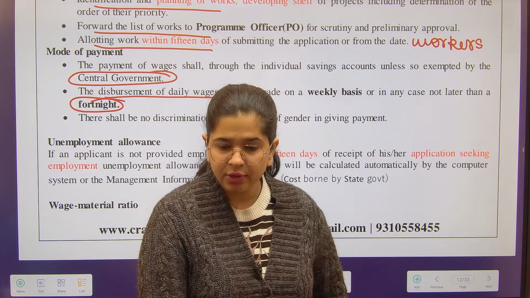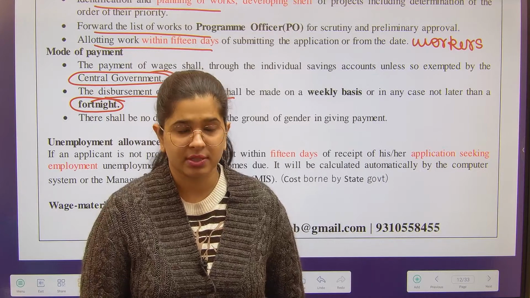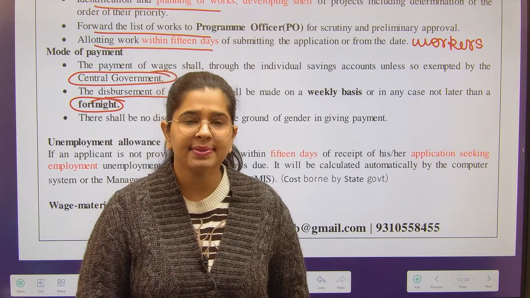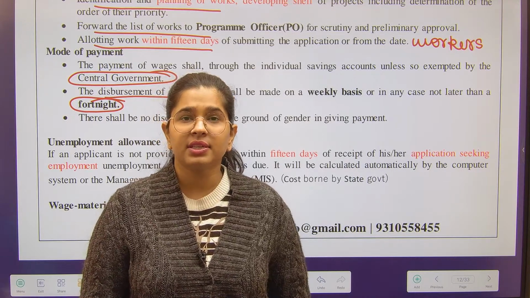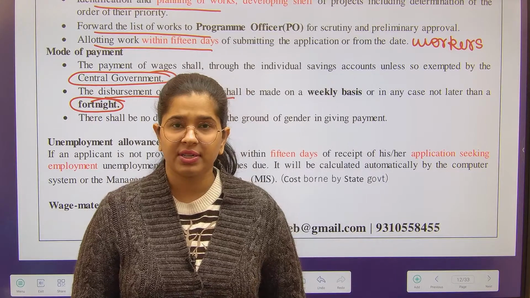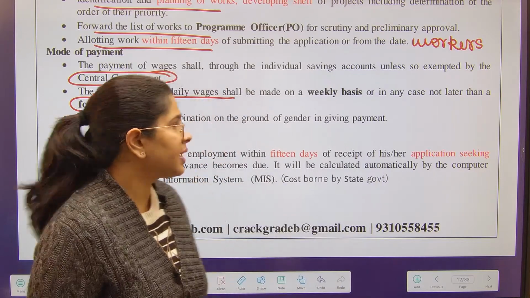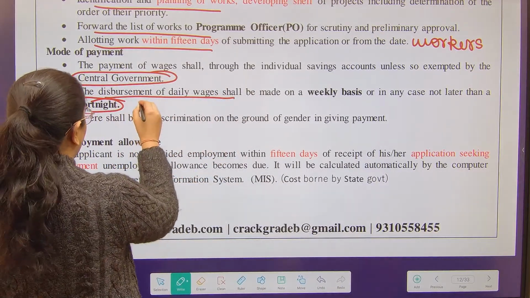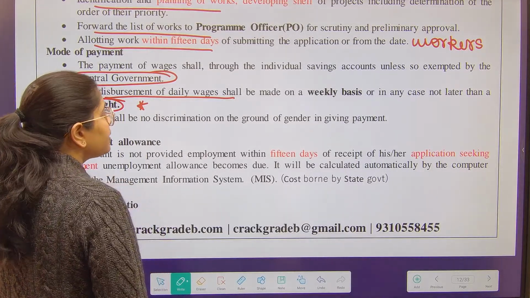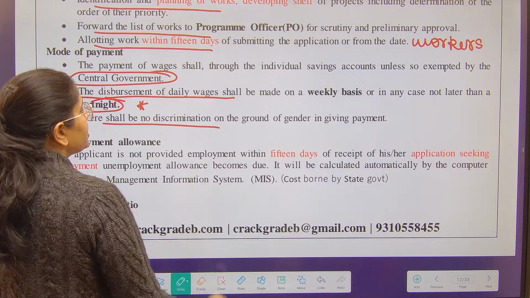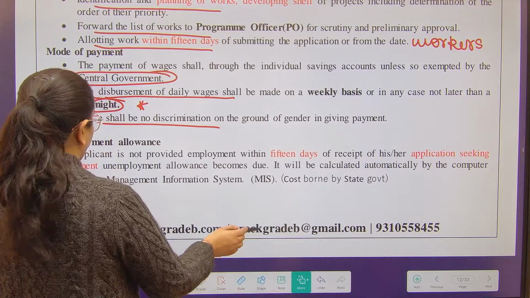But let me tell you, in practicality or in reality, this situation has not been possible. Why? Because there has always been delay in the funds. The reason for that is sometimes the central government does not provide the funds. Sometimes state governments are falling short of funds. Hence, in real time, this particular situation has not been complied with that frequently. But leave it. Next is there shall be no discrimination on the ground of gender in giving payment. Gender-based discrimination is prohibited.